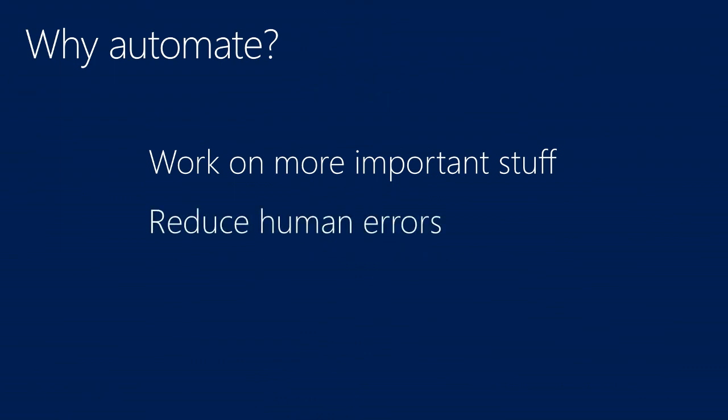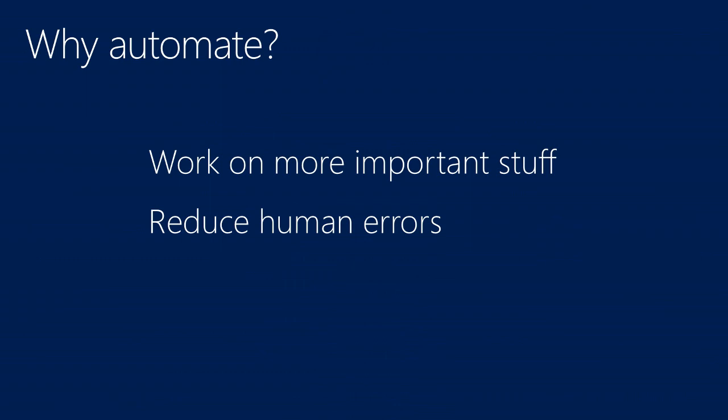Other than working on more important stuff, automation reduces human error. Computers are awesome at doing the same thing over and over and over again. You give it a script to run, it'll run that same script exactly the same way every time. And you can be pretty confident that the outcome of that script will be the same as when you ran it the previous time. Humans, on the other hand, tend to get a bit creative.